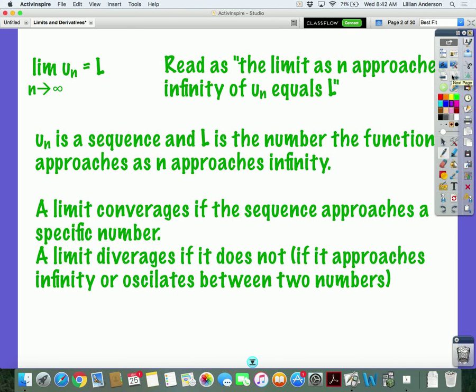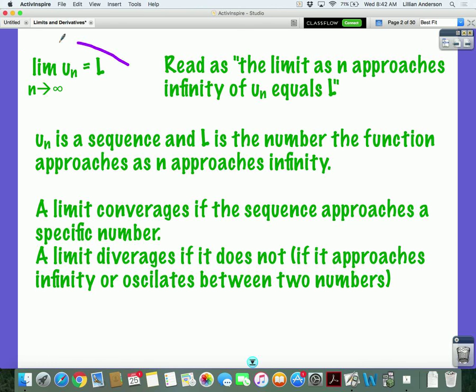So, this right here, this is your notation for a limit. It does include the LIM, that stands for limit. There's always some type of variable that's approaching a number or infinity. So we have the limit as n approaches infinity for this particular example. And then we have u sub n. In this particular case, u sub n represents a sequence, like a series of numbers, that follow a particular pattern, and it equals L. That is how that notation is read. L is the number that the sequence approaches as n approaches infinity.